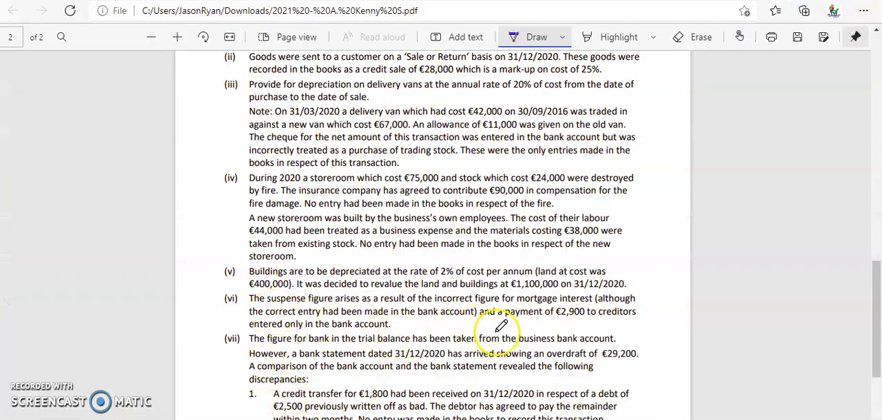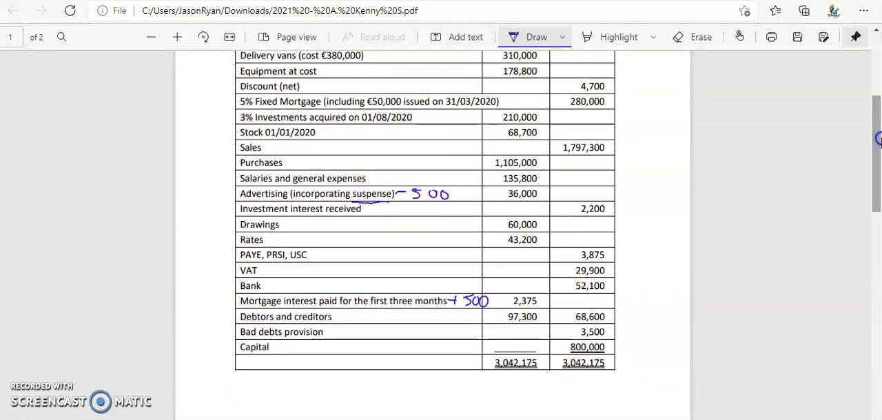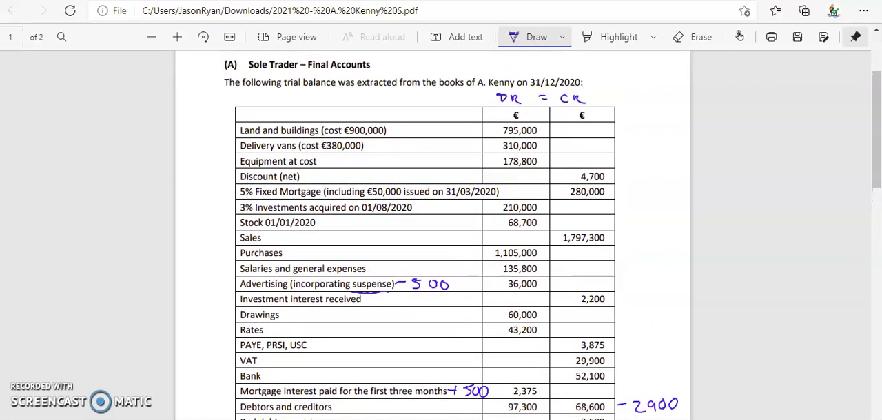So the next part of your suspense is to say, a payment of $2,900 to creditors entered only in the bank account. So we paid our creditors, we only adjusted our bank account, but we didn't adjust our creditors. So our creditors have to go down by another $2,900 because we paid an extra $2,900. We just didn't adjust it in our trial balance. This has to go down by $2,900. So remember, our credit side is now down by $2,900.